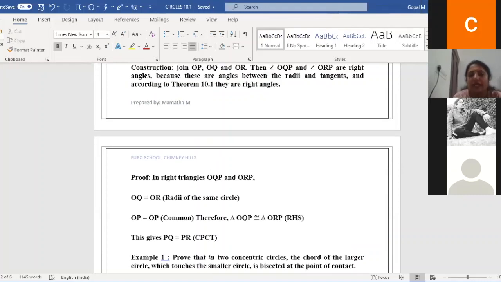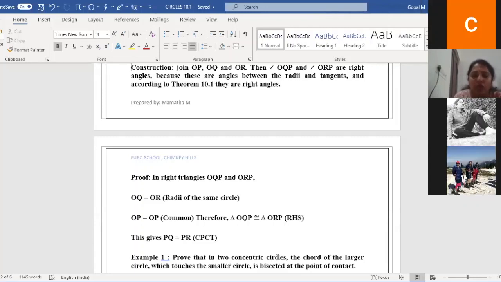Prove that in two concentric circles. What do you mean by concentric circles? Circles drawn with the same center. You can draw as many circles as you want, but all the circles having the same center are called concentric circles.